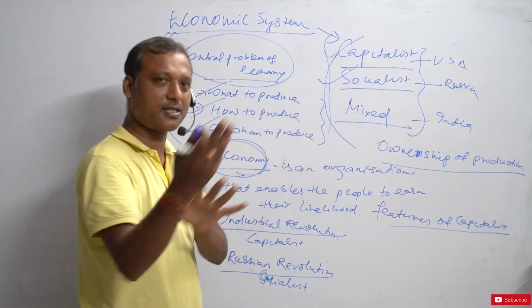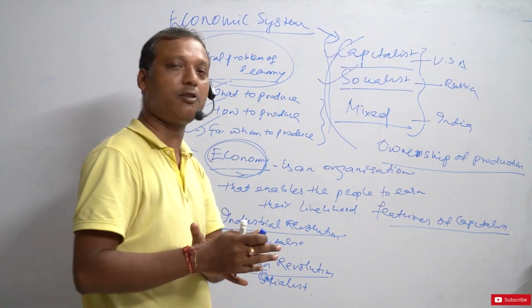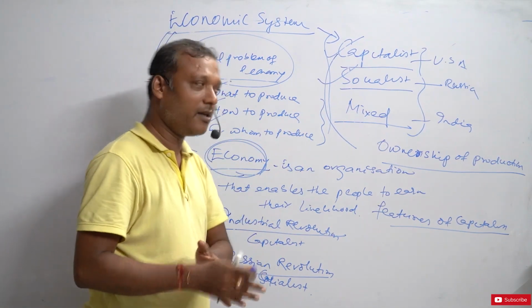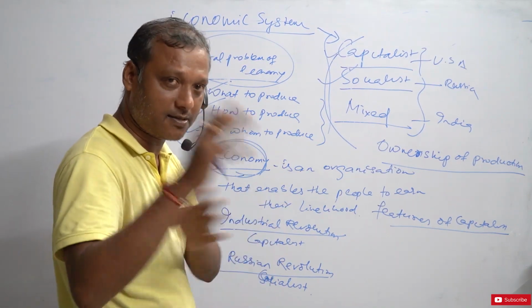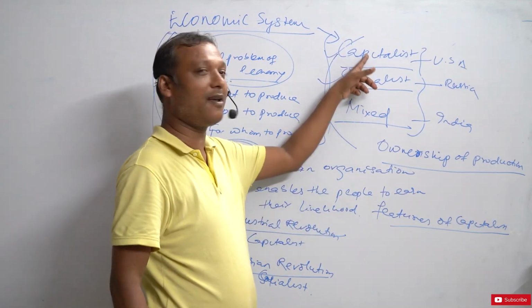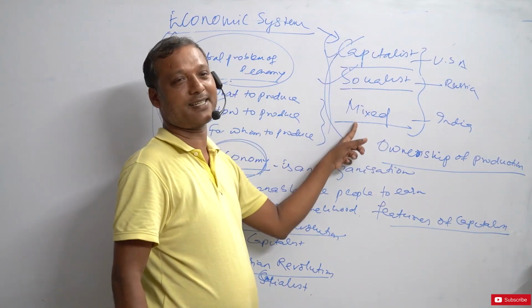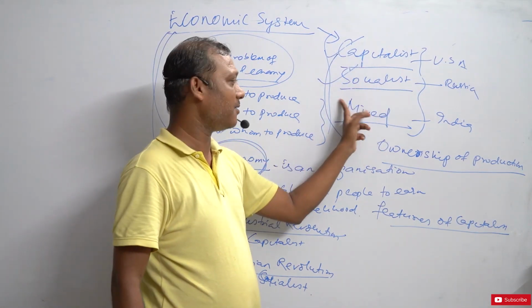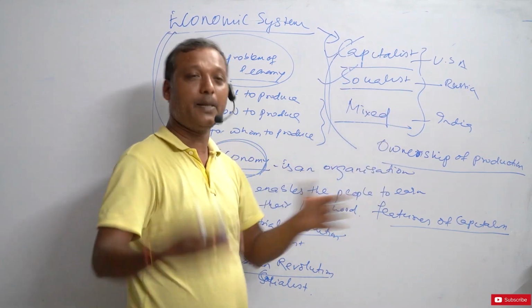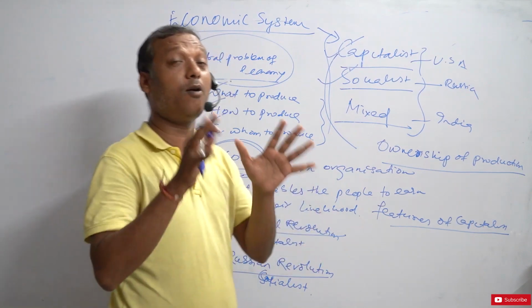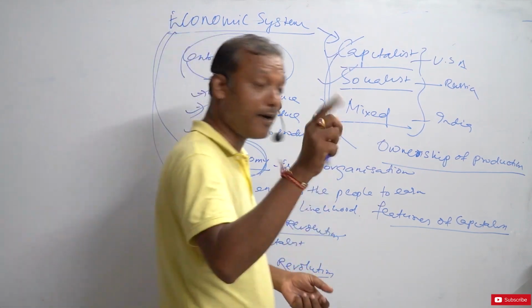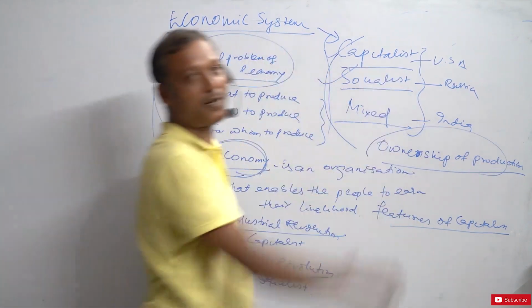If you talk about other systems, then we have the China economic system, that is called communist economy. If you talk about the economic system of Gulf countries, that is called Islamic economy. We will discuss them, but mainly we can classify all the economic systems under three heads. One is capitalist, one is socialist, one is mixed. And if you ask me how can you classify all the economic systems, we can classify them under one point, that is ownership of production.